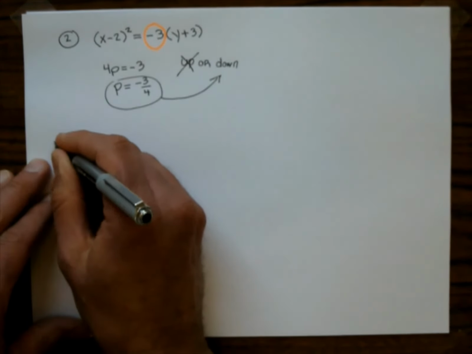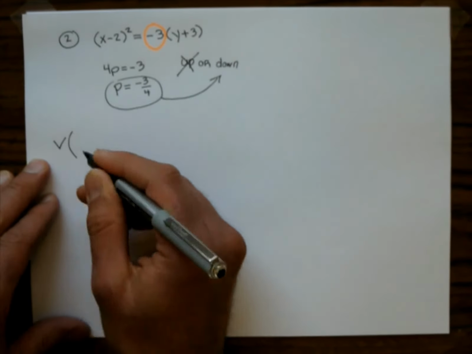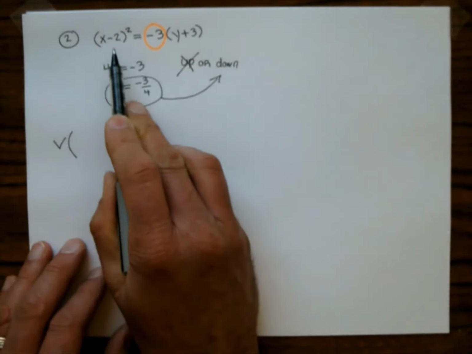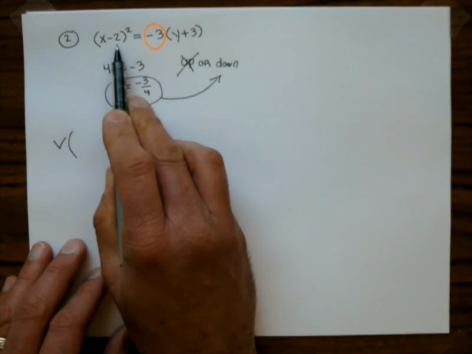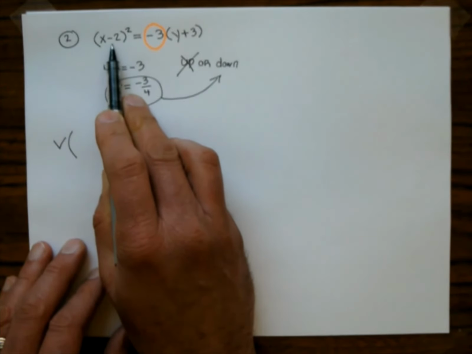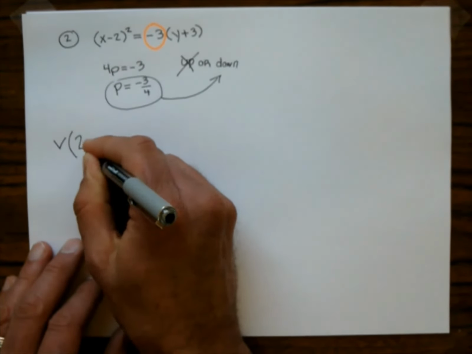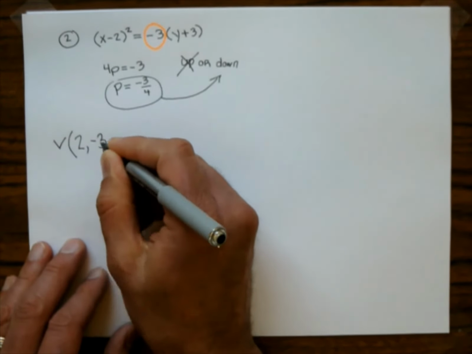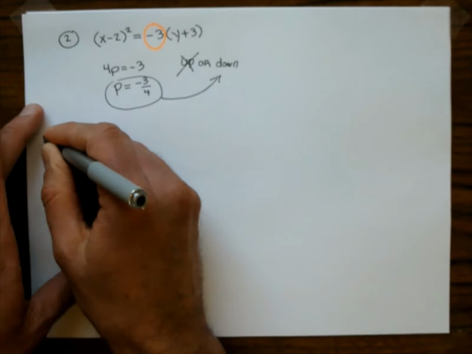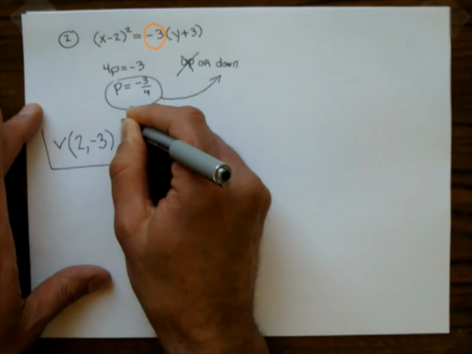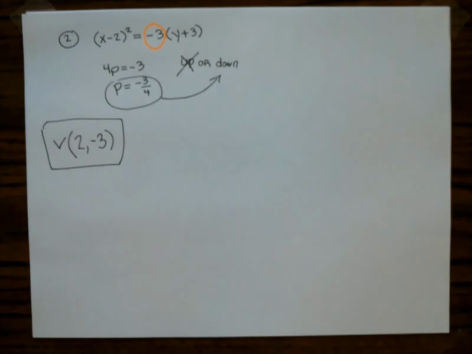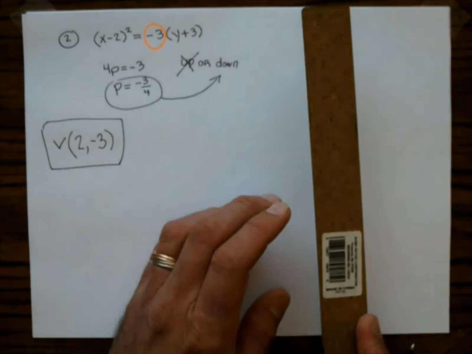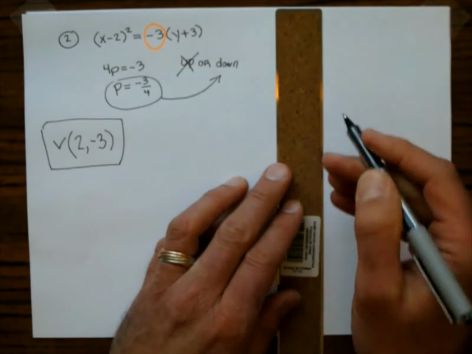Okay, let's go ahead and find the vertex. The vertex of this parabola, we have (h, k), so this is going to be 2, because it's the opposite of what you see in there, and then -3. So there's the vertex. If you want, you could start drawing this parabola. You don't have to do it this way, but I'm going to do it this way.